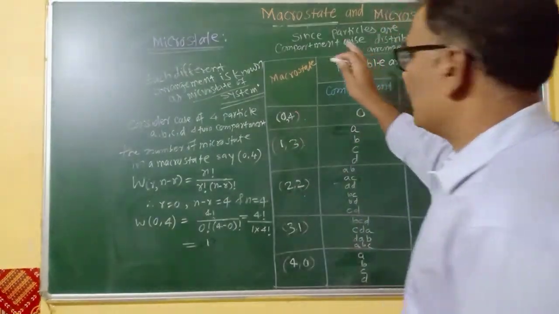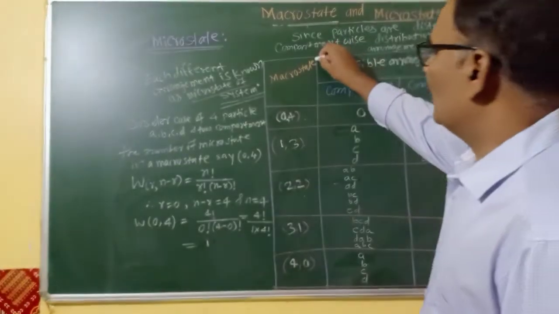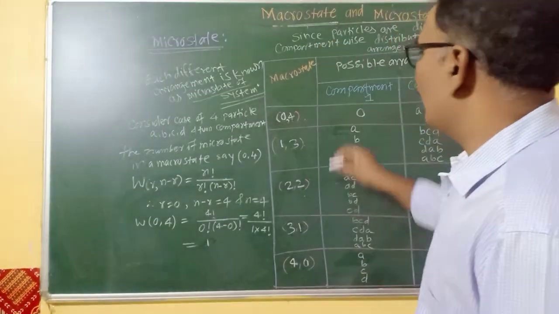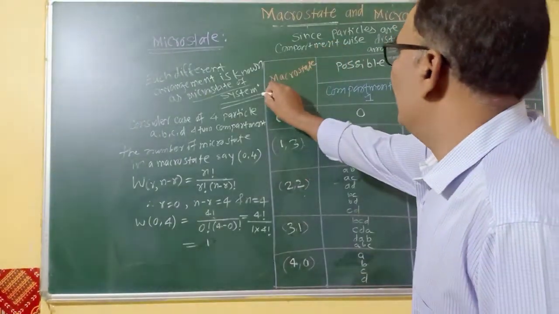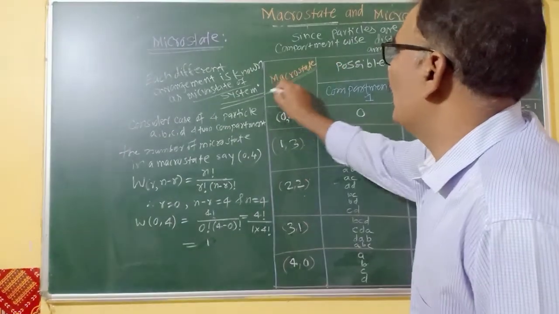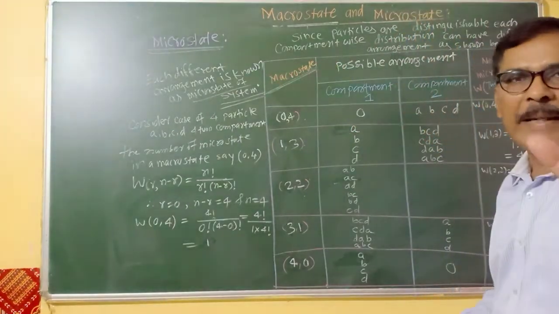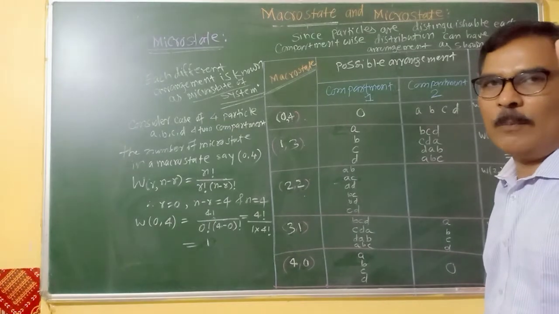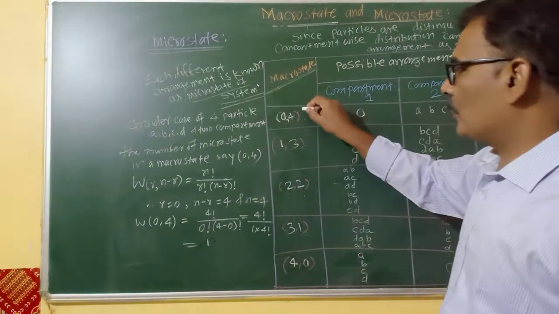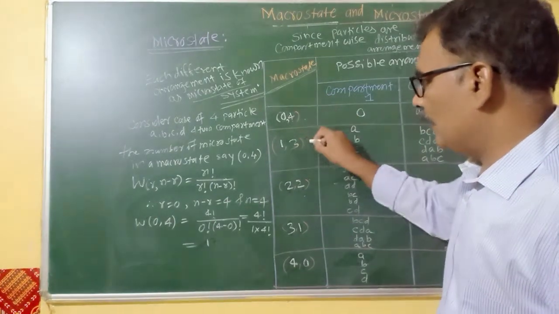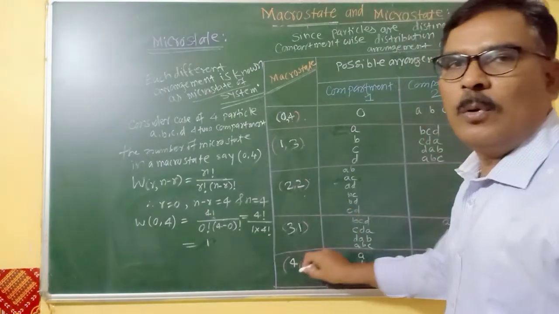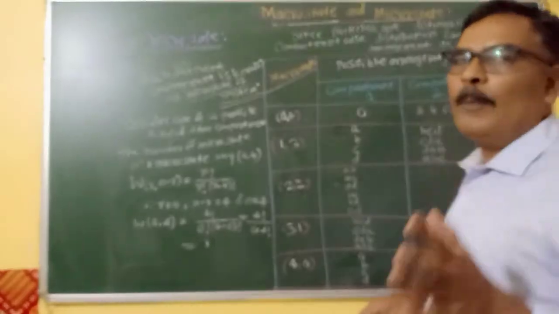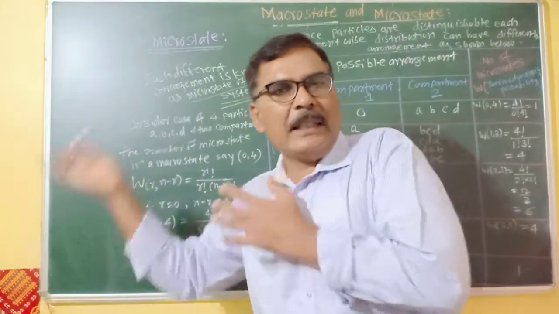Now here, in the table, first of all we have to understand the column. First in the column we have to consider a macrostate. How many macrostates do we have for 4 particles? That is 5 macrostates: 0, 4; 1, 3; 2, 2; 3, 1; 4, 0. These are the 5 macrostates we discussed in the last lecture.